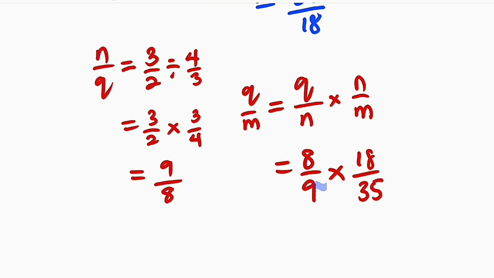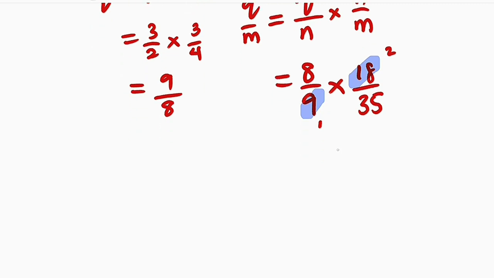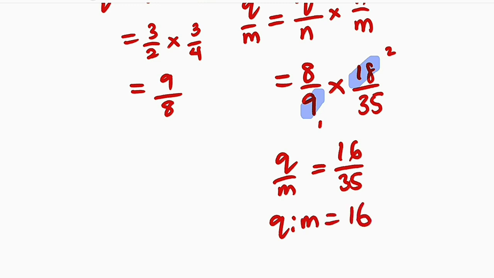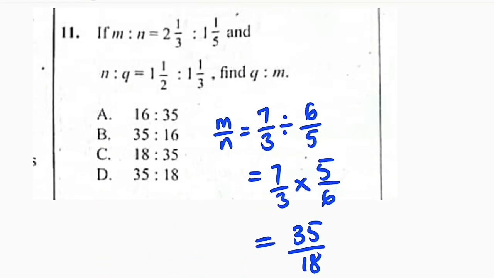For cancellation, you can see that 9 into 9 is 1, and 9 into 18 is 2. So we have to the top as 8 times 2 is 16. So we have 16 divided by 35, which is what? Q divided by m. And if we write it in ratio as q to m, this will be 16 to 35. Which option is this? 16 to 35 is option A.